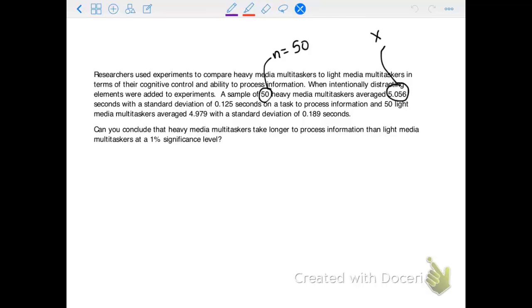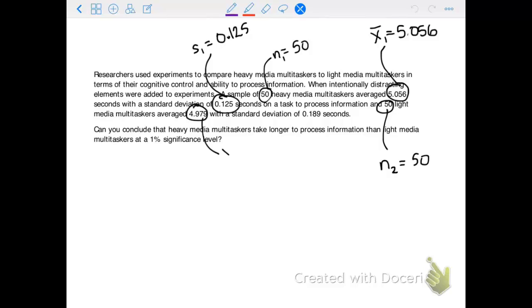We have n is 50, or the sample size is 50, and x bar is 5.056, s is 0.125. Well, that's great, but we have another n, which is 50 here. So we'll call that n2, and we'll call the other ones n1. We have another sample mean, and we have another standard deviation. So I'm labeling all that as the second sample. There are two means here.